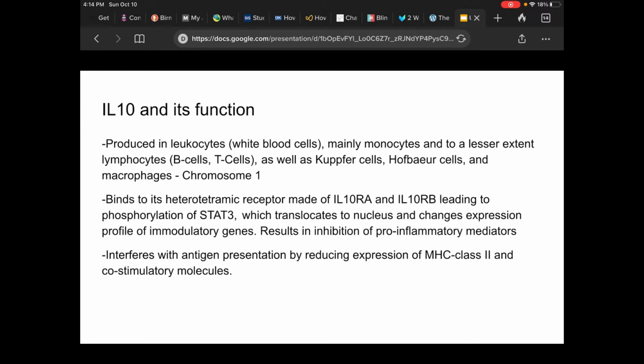After it is created by these cells, it binds to its receptor made of IL-10Ra and IL-10Rb, and triggers phosphorylation of STAT3, which proceeds to translocate to the nucleus and cause a process which inhibits pro-inflammatory mediators. It also interferes with antigen presentation by reducing expression of MHC class II and co-stimulatory molecules.